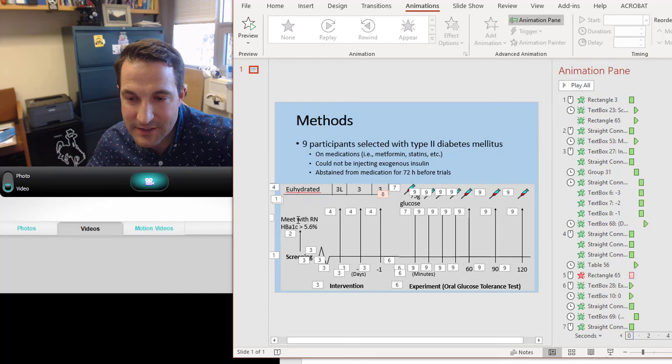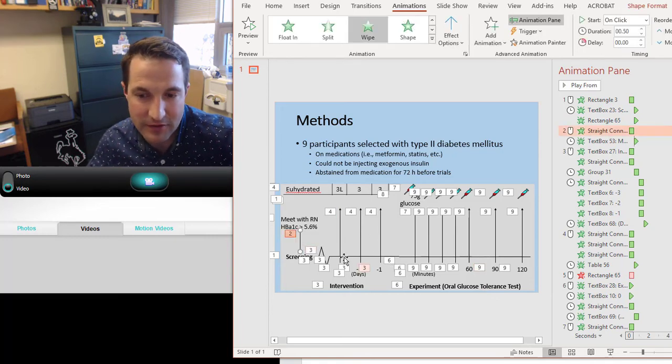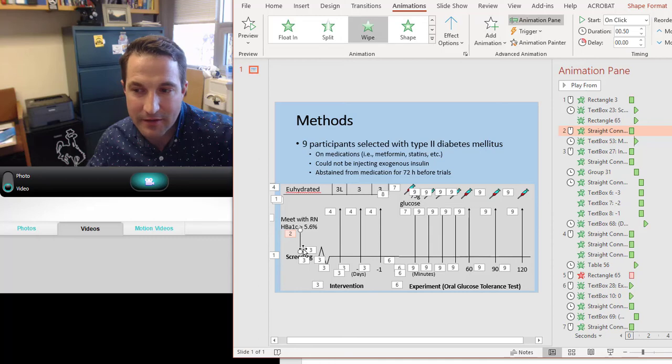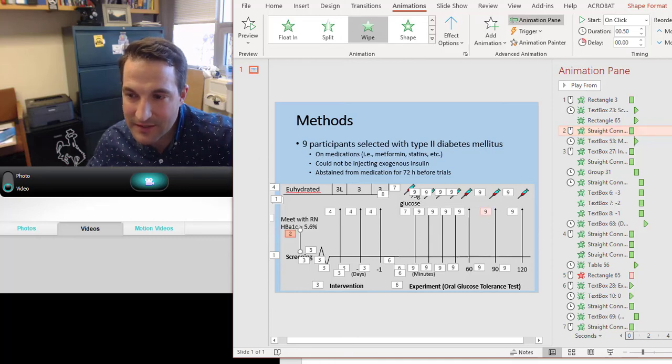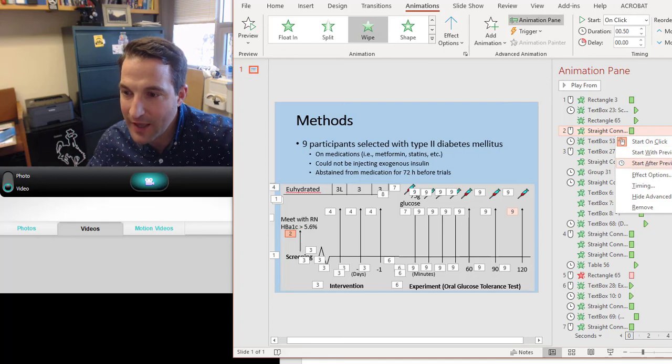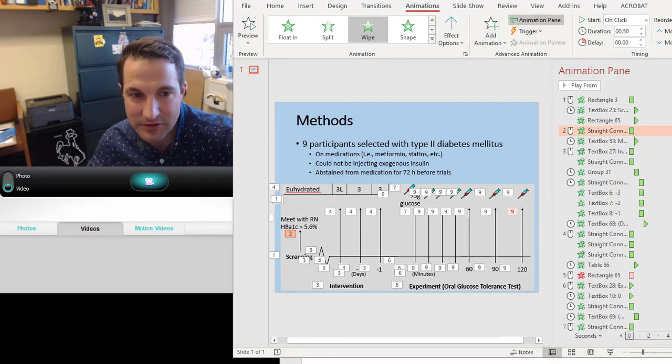So, with things that appear, we have to have appearing. With some things, we have to have disappearing, okay? With some of our lines, for example, let's look at our first example when we had our animation from screening to meet with an RN come in. Well, with that one, besides having just that straight connector come in, that shape, well then we had to look at the effect options.